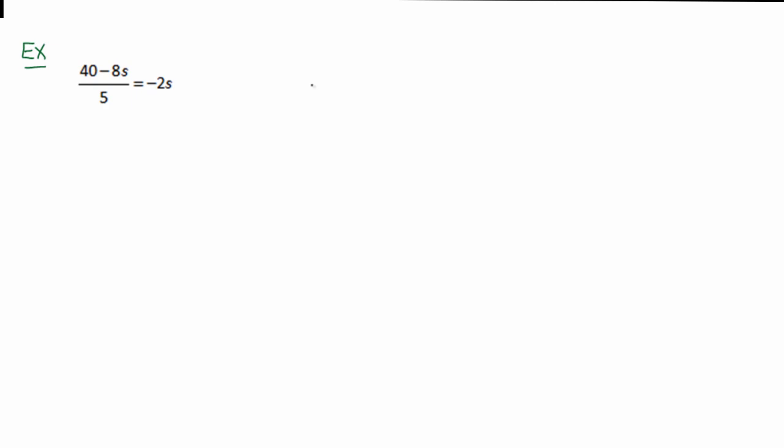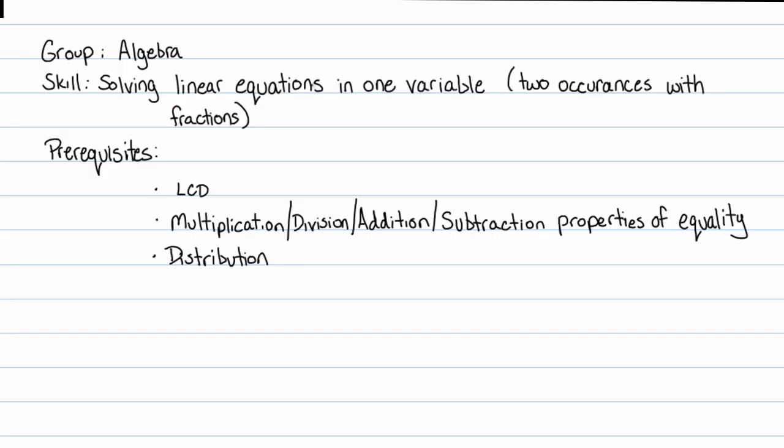In this tutorial, we're going to go ahead and solve a linear equation in one variable where you have two versions of your variable hanging out. They just need to be gathered up, and you have some fractions going on. The group that this skill belongs to is algebra. The skill itself, like I just said, is solving linear equations in one variable where you have two occurrences of your variable with some fractions added in for good measure.